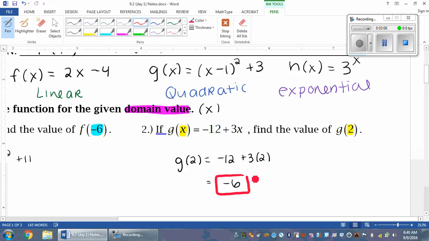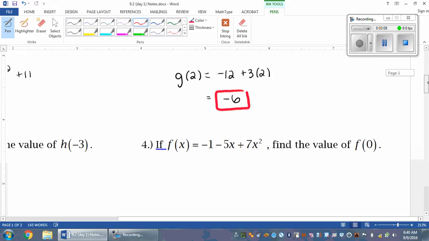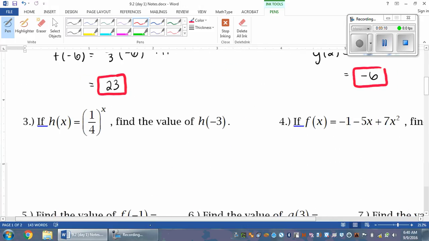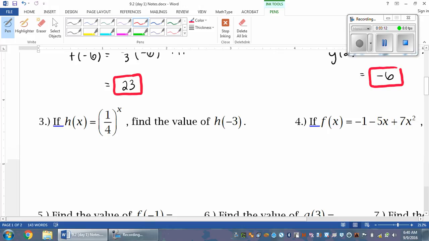All right, let's move on to 3. If h of x is equal to 1/4 raised to the x, find the value of h of negative 3. So again, x gets replaced with negative 3, and this is an exponential function because the exponent is the x. So h of negative 3 is equal to 1/4 raised to the negative 3.